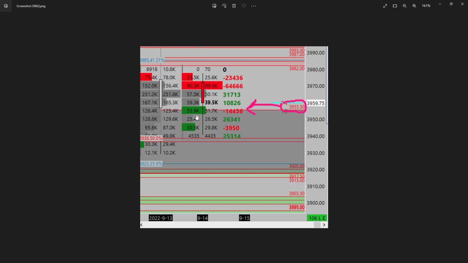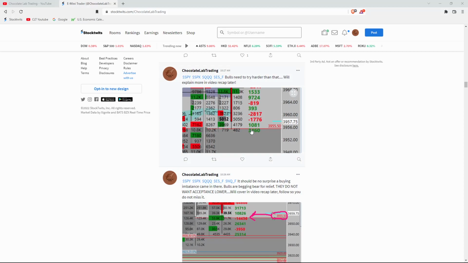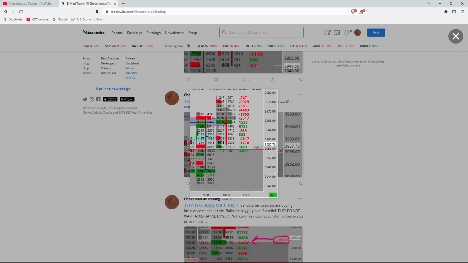They built out this volume node. They're trying. They did a good job building it out, but if we're going to reverse, they have to build it out more. So keep an eye on it. But yeah, exactly what I said on StockTwits. Bulls are really on the cliff's edge. Moving on, bulls need to try harder than that. We'll explain more in the video recap.